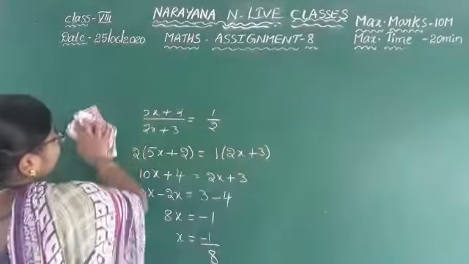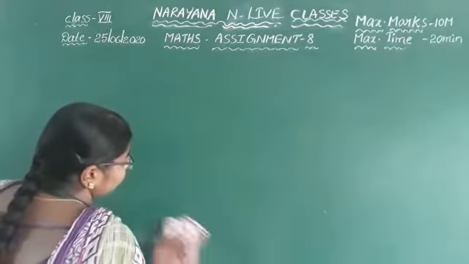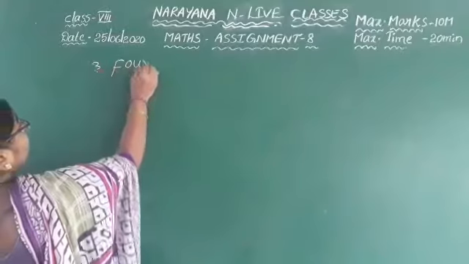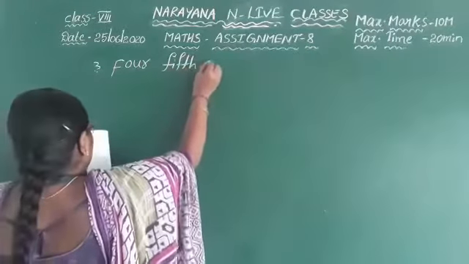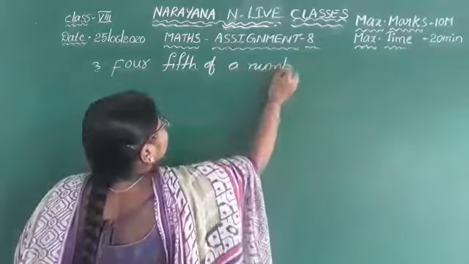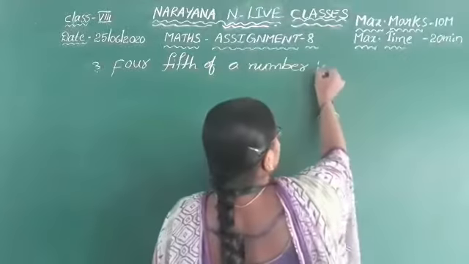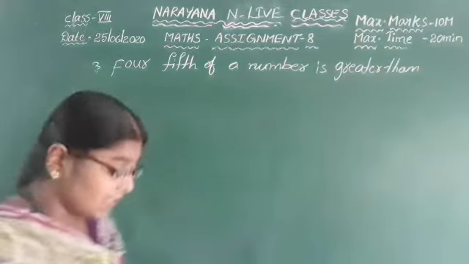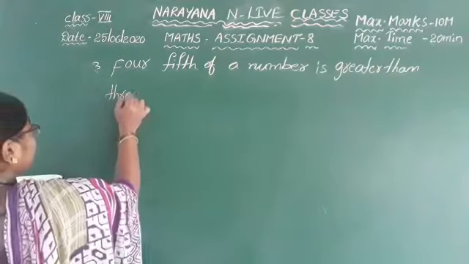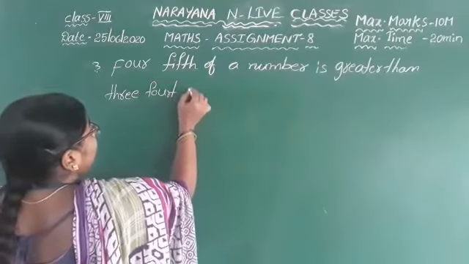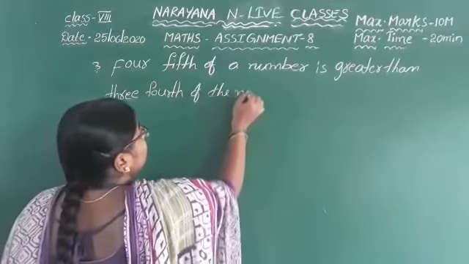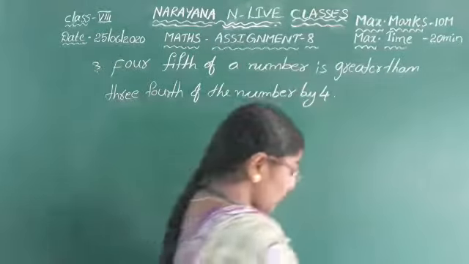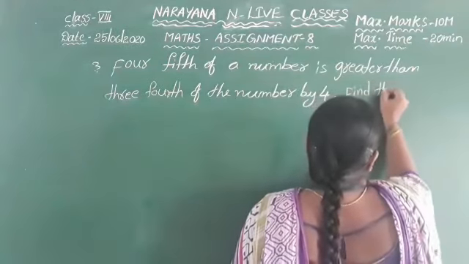And next, the third question. Four-fifths of a number is greater than three-fourths of the number by 4. Find the number.